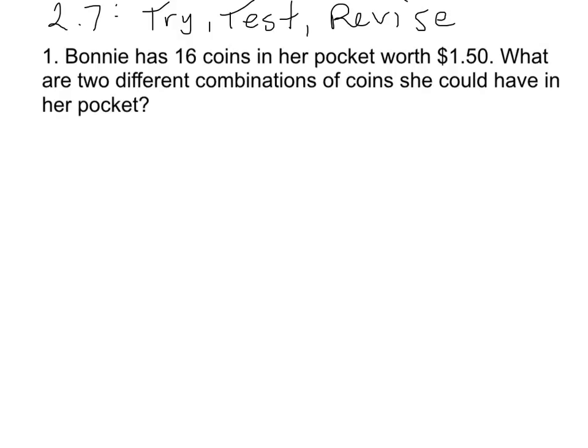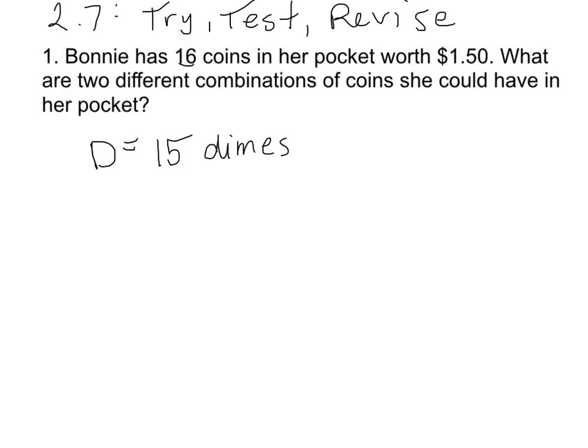So for number 1, it says Bonnie has 16 coins in her pocket worth $1.50. What are 2 different combinations of coins she could have in her pocket? One way I can try to solve this is by starting with dimes. If I start with dimes and ask myself how many I would need to get to $1.50, I would need 15 dimes. That doesn't quite get me there, but it gets me pretty darn close, because I need 16 coins.